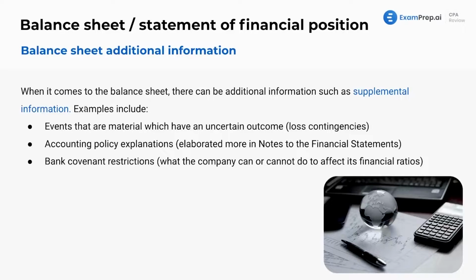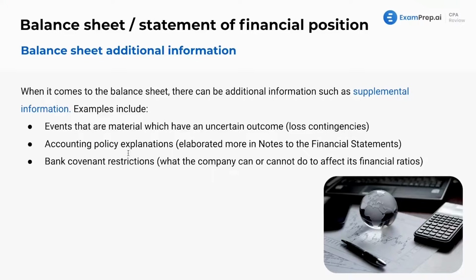All right. When it comes to the balance sheet, there can be additional information such as supplemental information. Examples include events that are material, which have uncertain outcomes. Again, this is the lawsuit example. That's just the best example of that, right? Or maybe the warehouse burns down and you don't really know what the damage is yet, but you're still going to mention it because it's important. It could really have a serious implication on your balance sheet.